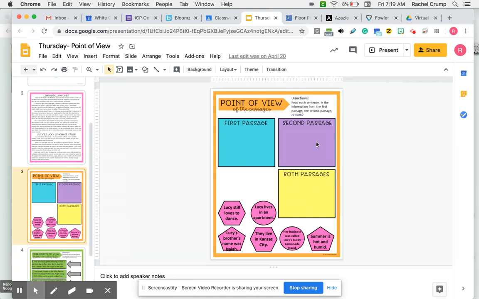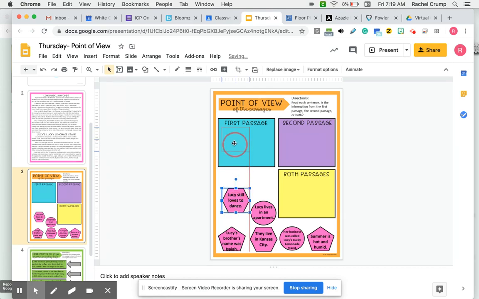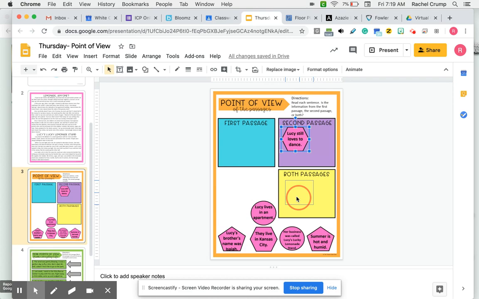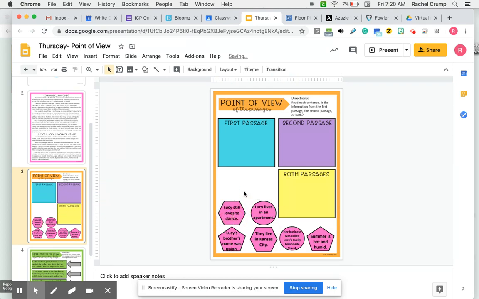So again, it's kind of like that Venn diagram that we did the other day on the first passage, except this time it's just separated into boxes. So you're going to read here, "Lucy still loves to dance." Is that something that was said in the first passage, the second passage, or was it said in both passages? So you have to decide, for all these little boxes, does it come from the first passage, second, or both?